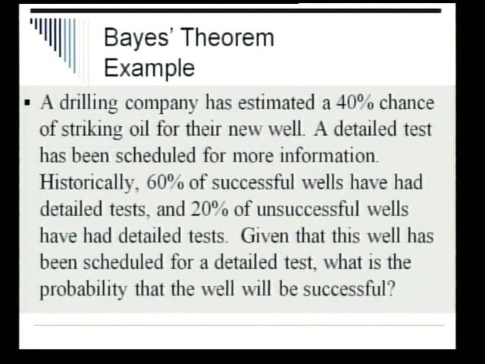Let us have another example. A drilling company has estimated a 40% chance of striking oil for their new well. A detailed test has been scheduled for more information. Historically, 60% of the successful wells have had a detailed test, and 20% of unsuccessful wells have had a detailed test. Given that this well has been scheduled for a detailed test, what is the probability that the well will be successful?